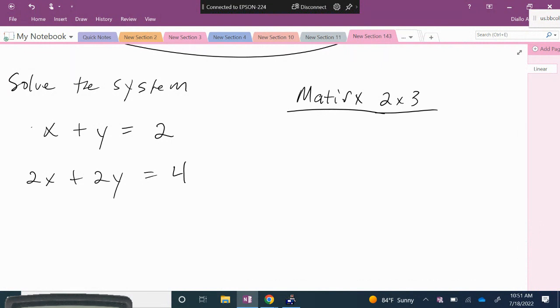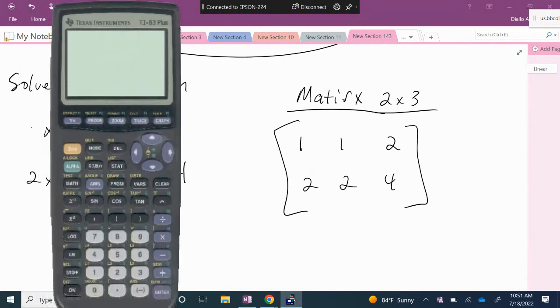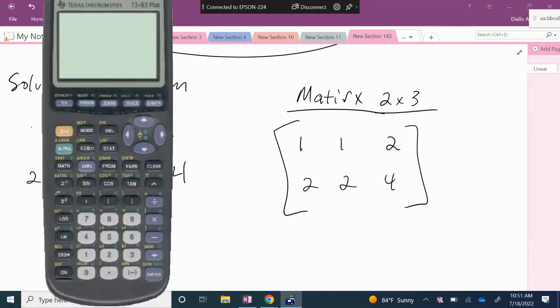So we're going to write out the coefficients for that matrix. So we have 1, 1, 2, 2, 2, and 4. All right, so I'm going to put that in.